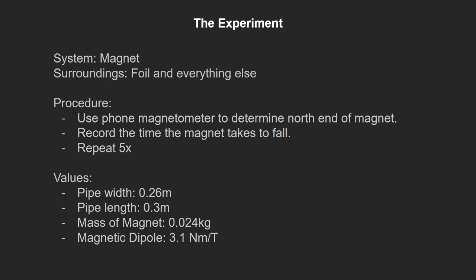and then recorded the time the magnet takes to fall inside the aluminum pipe, and then repeated that around 5 times. Important values to know for the GlowScript model in the future are the pipe width, length, the mass of the magnet, and then the magnetic dipole. So these values are written here.